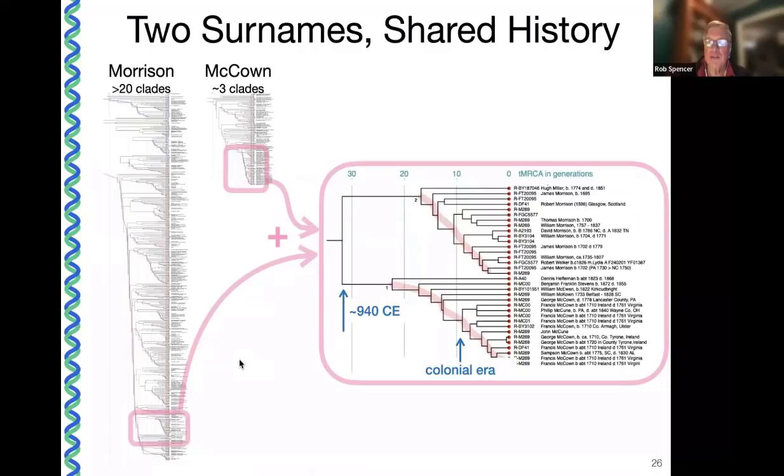And the same thing with the McCowns, I'm very happy with that. But when I take the Morrison and McCown data and co-analyze it, something really wonderful jumps out. The two that I've circled in the pink boxes are in fact connected. They had a common ancestor who lived about 32 or so generations ago, in other words, about 940 AD. There is no doubt about this.